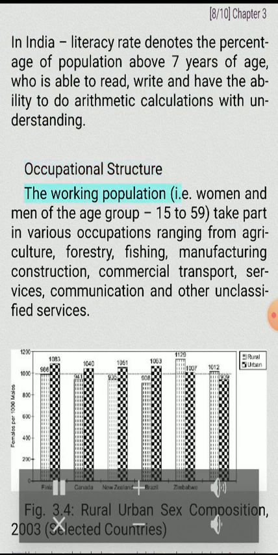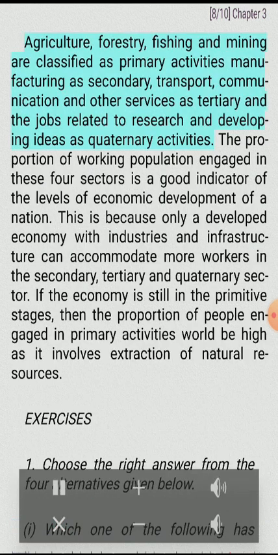Occupational structure. The working population, i.e., women and men of the age group 15 to 59, take part in various occupations ranging from agriculture, forestry, fishing, manufacturing, construction, commercial transport, services, communication and other unclassified services. Fig. 3.4. Rural-urban sex composition, 2003, selected countries.